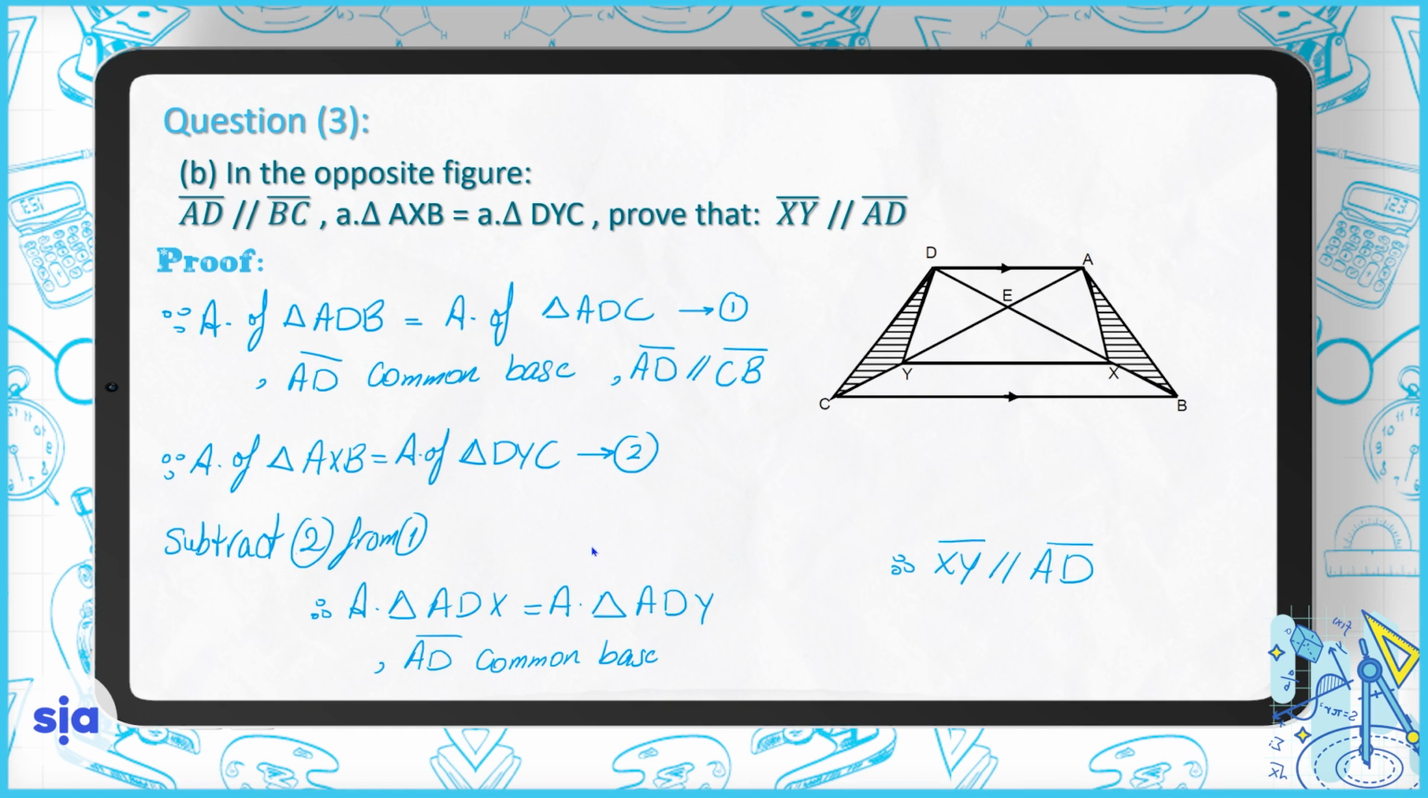By subtracting 2 from 1, we will get that the area of triangle ADX is equal to the area of triangle ADY, where AD is a common base. Therefore, XY is parallel to AD.